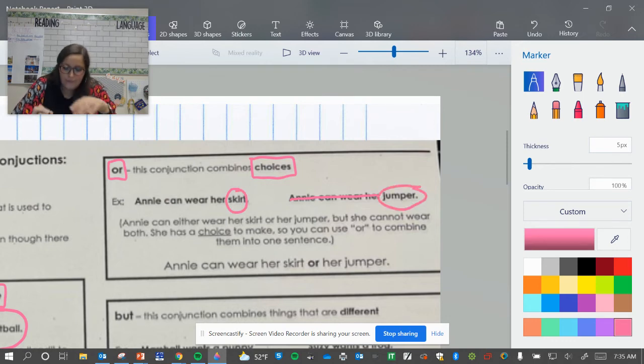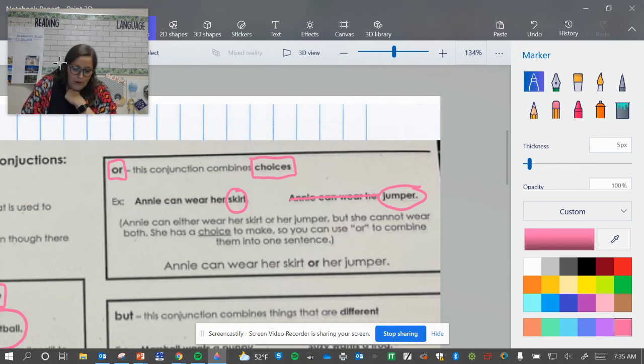So let's circle those two things, just like we did with and. Skirt and jumper. And just like we've got our and sandwich, we've also got our, what do you think? Or sandwich. So Annie's got a choice to make, right? She can wear her skirt or her jumper, but she cannot wear both. That's why we don't use and. Although it sounds like there's something that's the same, she can't wear both of them. That's why we have to use or, because she has to make the choice, okay?